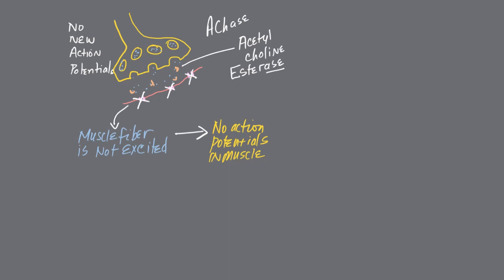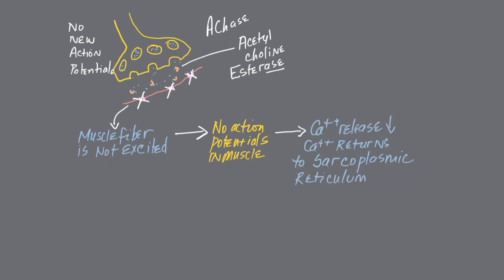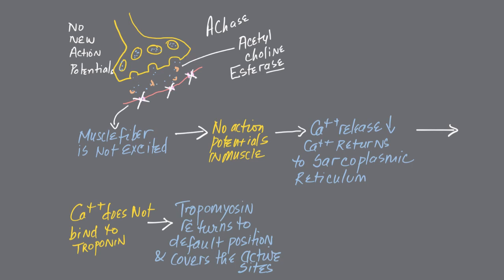If there are no action potentials, then calcium returns to the sarcoplasmic reticulum. Not only does calcium not leave the sarcoplasmic reticulum, any calcium that's available also goes back to the sarcoplasmic reticulum. Because there is no calcium available, troponin cannot be activated. When troponin is not activated, then tropomyosin will shift back to its default position. So that's what happens next.